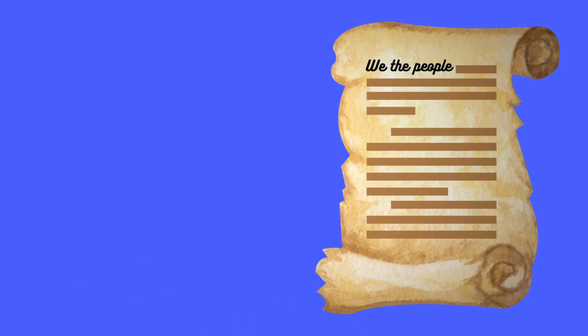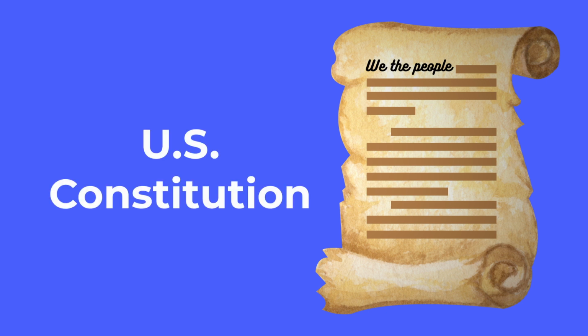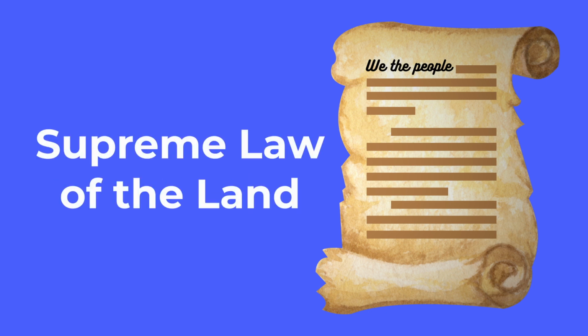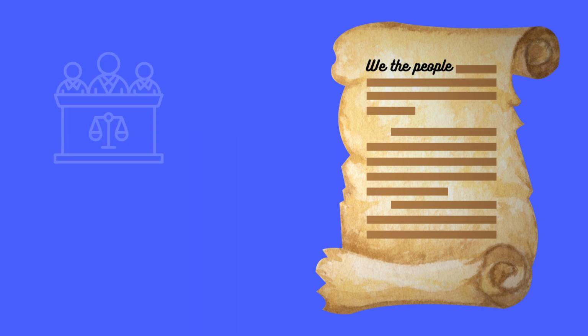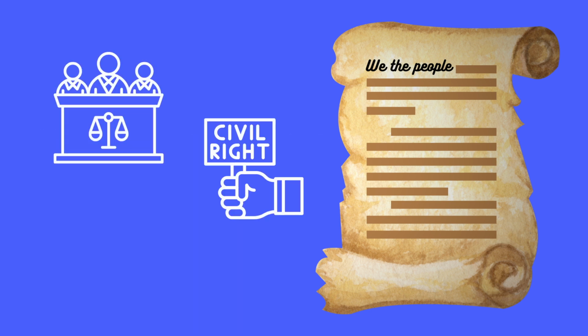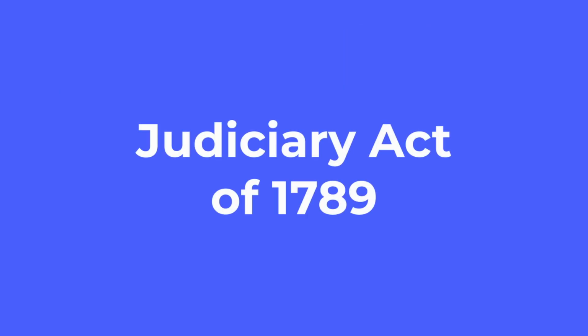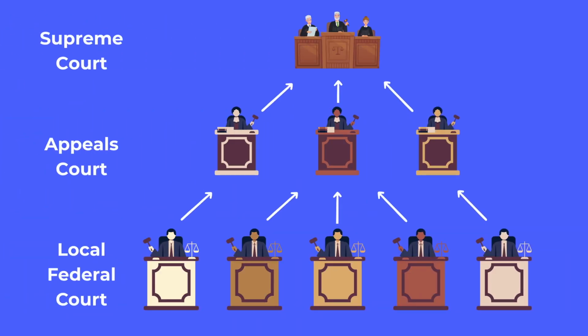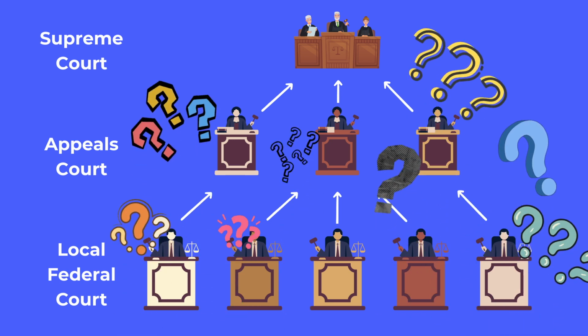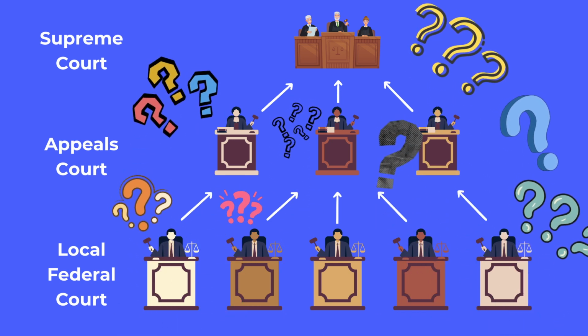However, that began to change in 1787 with the creation of the U.S. Constitution, which became the supreme law of the land. It set the framework for federal law, civil rights, and the role of the courts. 2 years later, the Judiciary Act of 1789 created a court system we still recognize today. Local federal courts, appeals courts, and one Supreme Court at the top. From those first steps toward a national system, the next chapter was about defining the court's power within that framework.